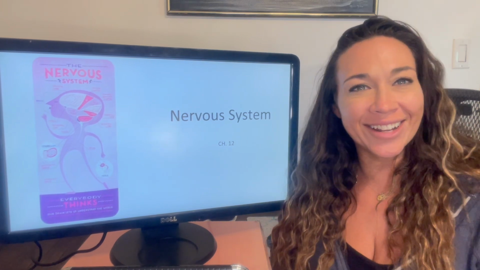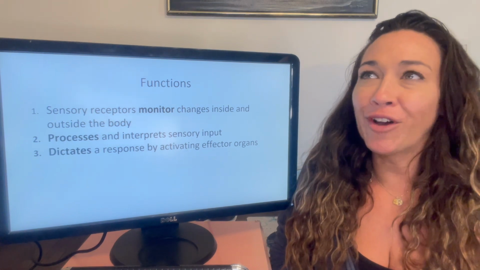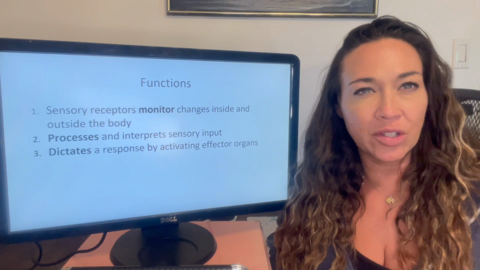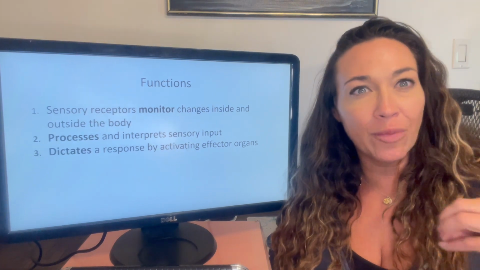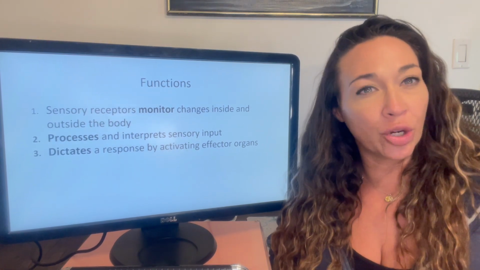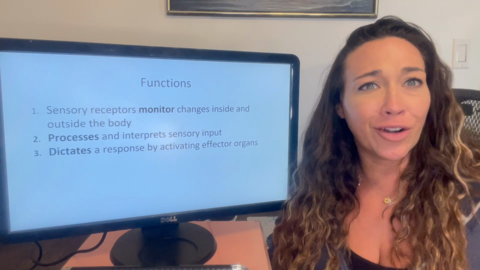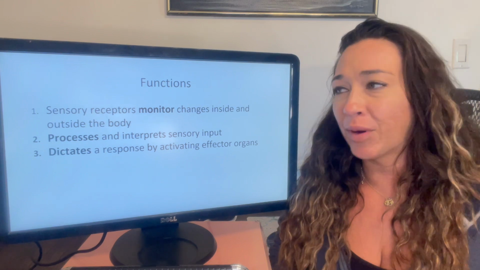All right, let's get started. Now, the function of your nervous system essentially is to monitor outside responses. So certain stimuli that you're going to get from the outside environment, your body's going to interpret these signals and then decide what is a proper response to that. And that's really all our nervous system is, via our central or peripheral.